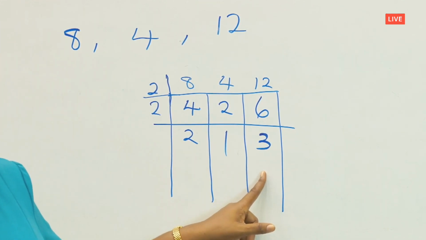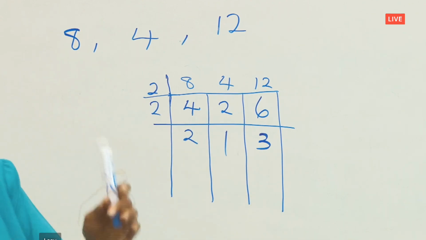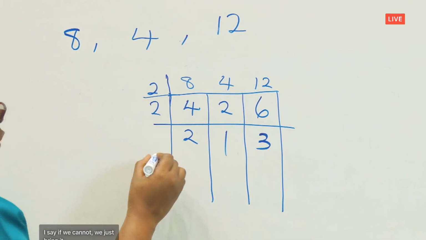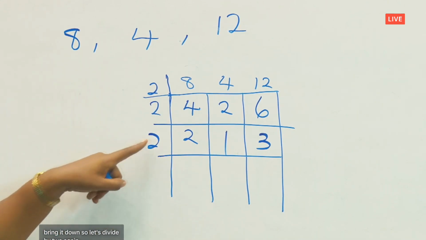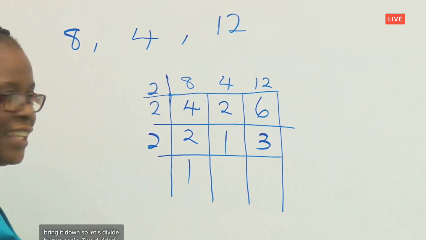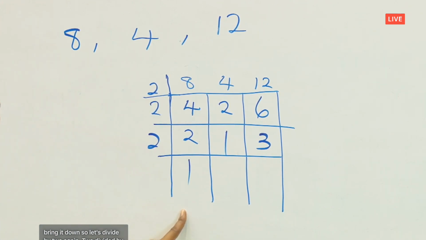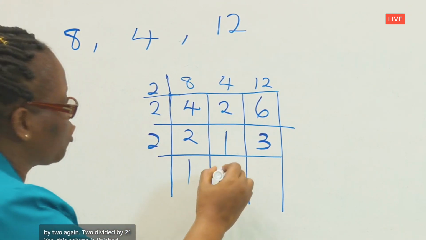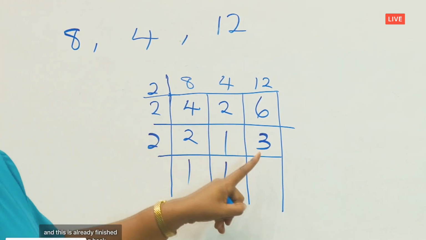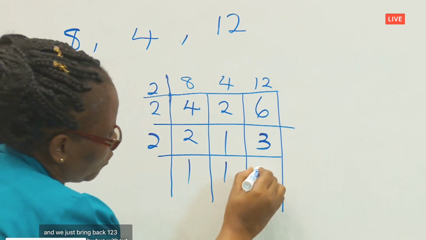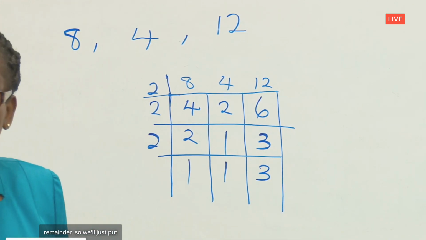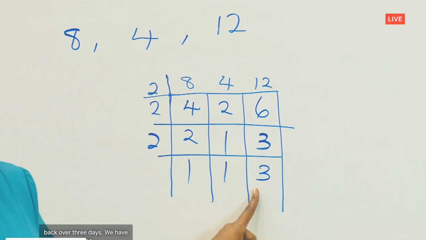Okay, we notice this is a multiple of 2. This column is finished, and this is 3. So I say, if we cannot divide, we just bring it down. So let's divide by 2 again. 2 divided by 2, 1. Yes, this column is finished. And this is already finished, so we just bring back our 1. 3 cannot divide by 2 without a remainder. So we'll just put back our 3 there.